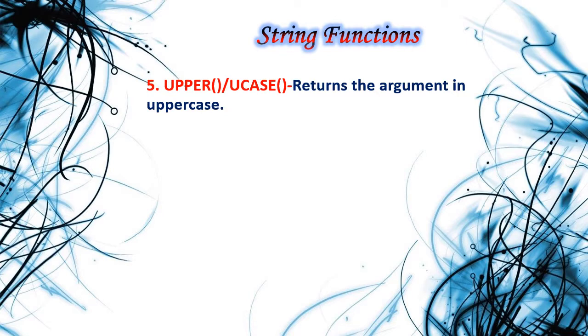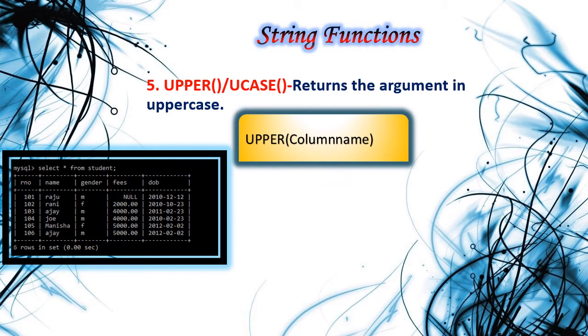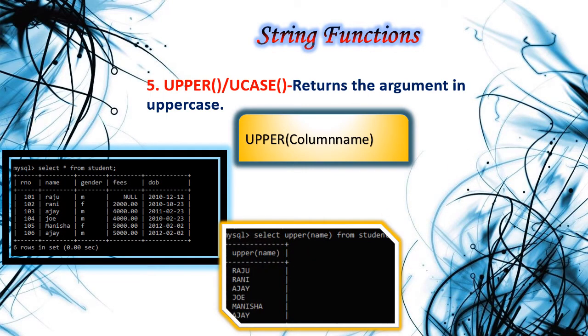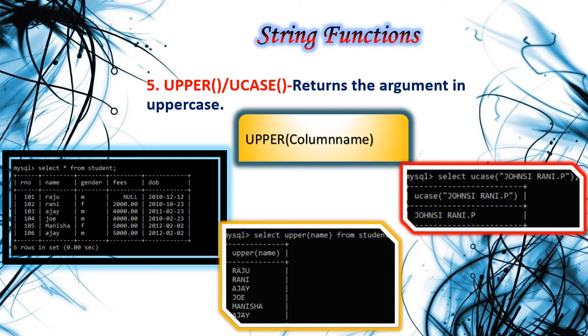And uppercase, UPPER or UCASE, changes the small letters to capital letters. It's the general format. See student table, I have given upper of name. So all the name column data change into capital letters, small to capital. String also we can use. Here UCASE, I pass a string in small letters. So as a result, as usual, the capital letters have come.